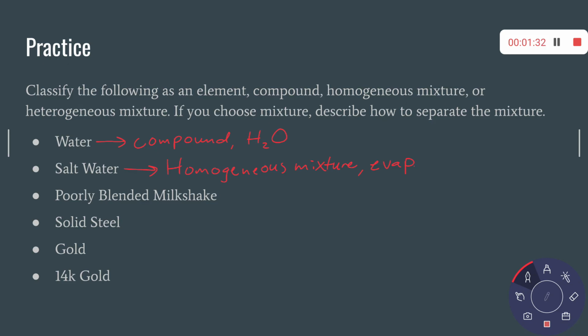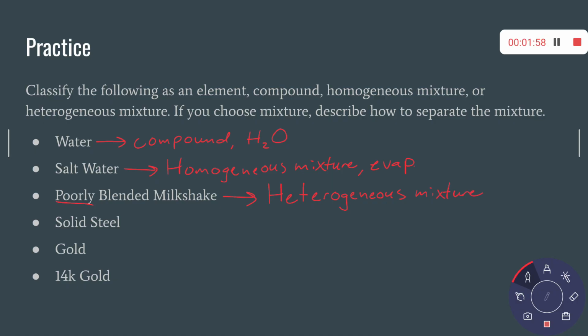Now, a poorly blended milkshake. This is definitely a mixture. We know that because we're not chemically bonding our milk, our ice cream, and our Oreos, maybe. But because it's poorly blended, we know that there's probably layers to this, which means it's not evenly distributed throughout, and this is going to be a heterogeneous mixture.